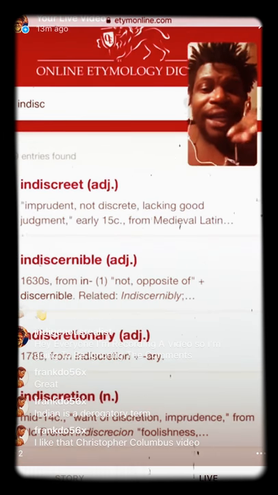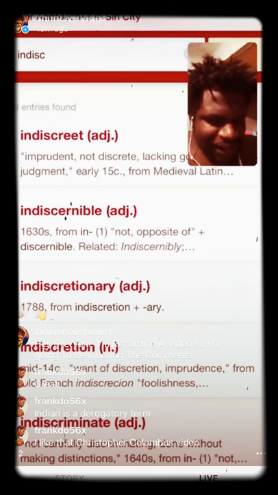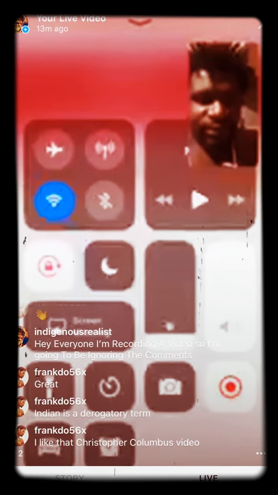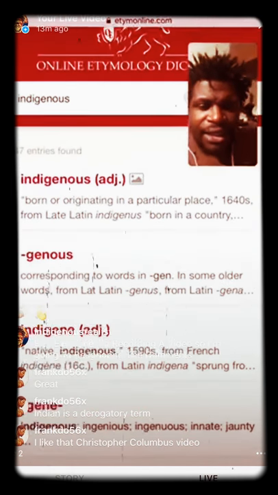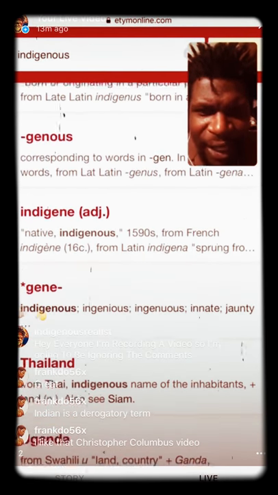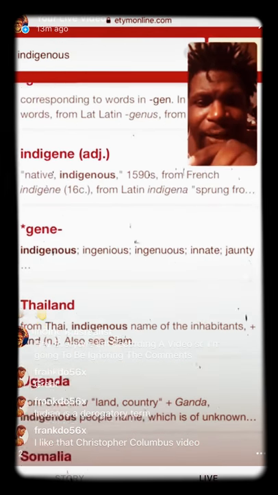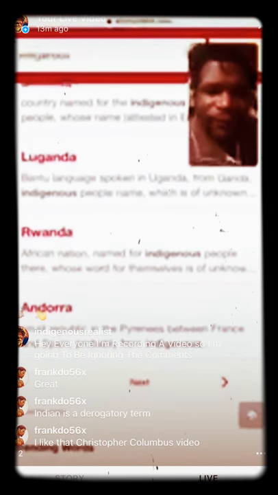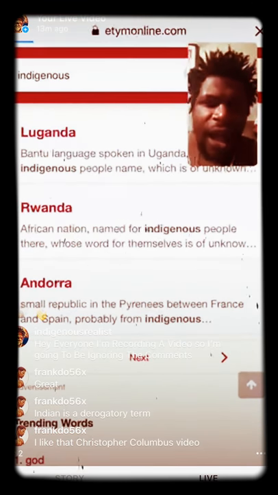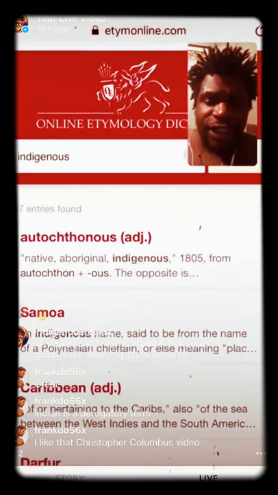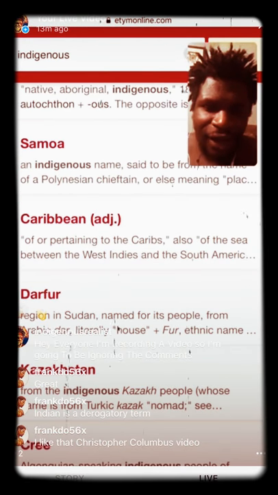I looked up the word indigenous. Okay, here we have indigenous. Look what it says: born or originating in a particular place. Look at all these words it corresponds with. I'm gonna flip the page. Look at all these countries. They call their people the indigenous. The original people of all these places are indigenous. But we call ourselves Indians.